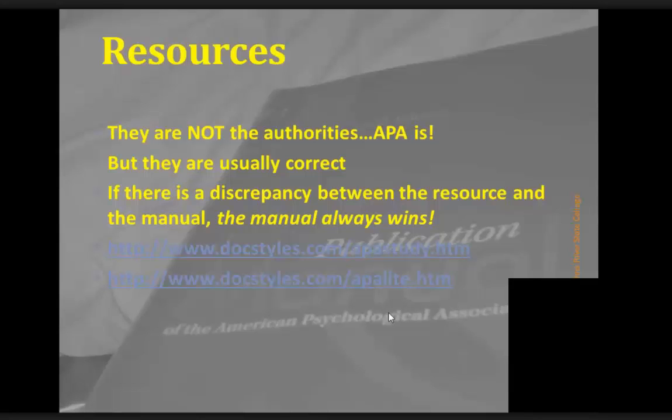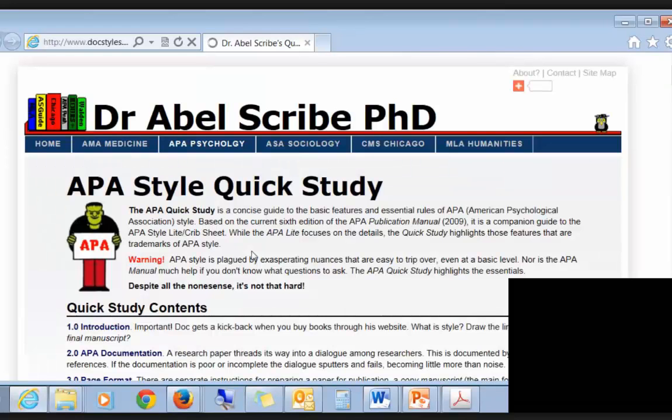Now, the software I really can't say, because there are so many different ones out there. Some of them could really be poor quality. But let's look at these websites, and I can pull them up right here. This is the APA Style Quick Study, and we're just going to scroll down a little bit.